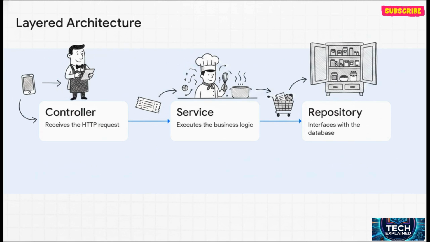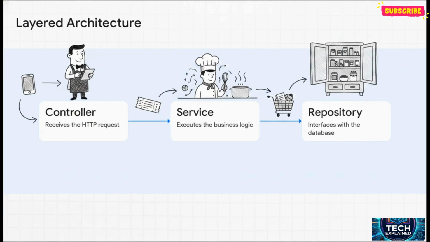The HTTP request comes in from the client, and the waiter, your controller, takes it. But the waiter doesn't cook the food, they hand the ticket back to the chef, your service layer. The chef knows the recipe, but needs ingredients, so they go to the pantry, your repository layer, to grab the raw data. That data flows back up the chain to the client.